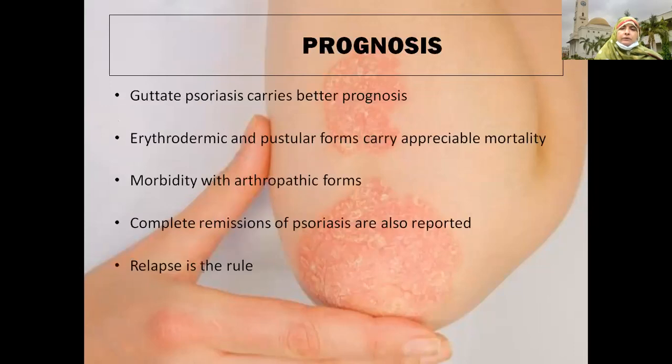Now, about the prognosis. Guttate psoriasis carries the better prognosis, usually gets better when the infection is settled. Then erythrodermic and pustular forms, they have quite some appreciable morbidity and mortality. More morbidity with arthropathic, that is psoriatic arthritis. There have been reports of complete remission in many patients, and they may stay cured for years and years, but relapse is the rule. It does not disappear for good.